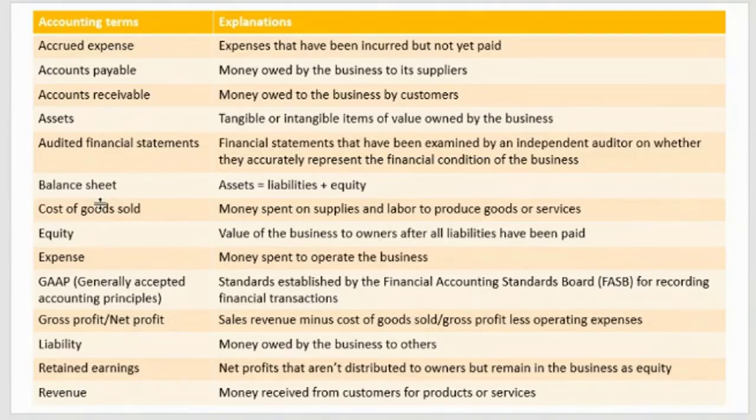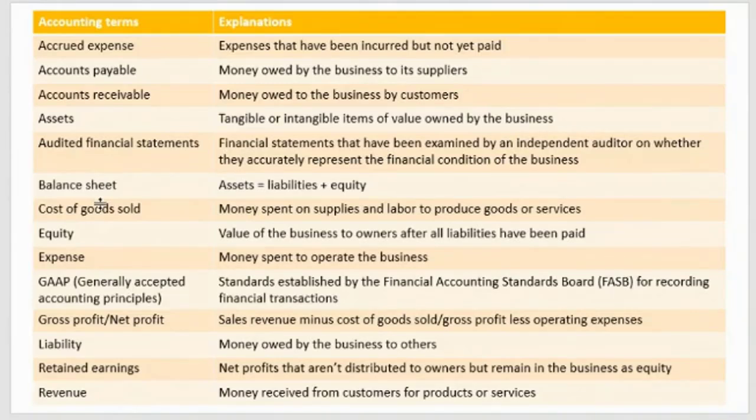Audited financial statements. So these are financial statements that have been examined by an independent auditor to ensure their accuracy and that it accurately represents the financial condition of the business. Balance sheet is, like we talked about already, assets is equal to liability plus equity. Cost of goods sold, money spent on supplies and labor to produce goods and services. Equity is the value of the business to the owners after all liabilities have been paid.